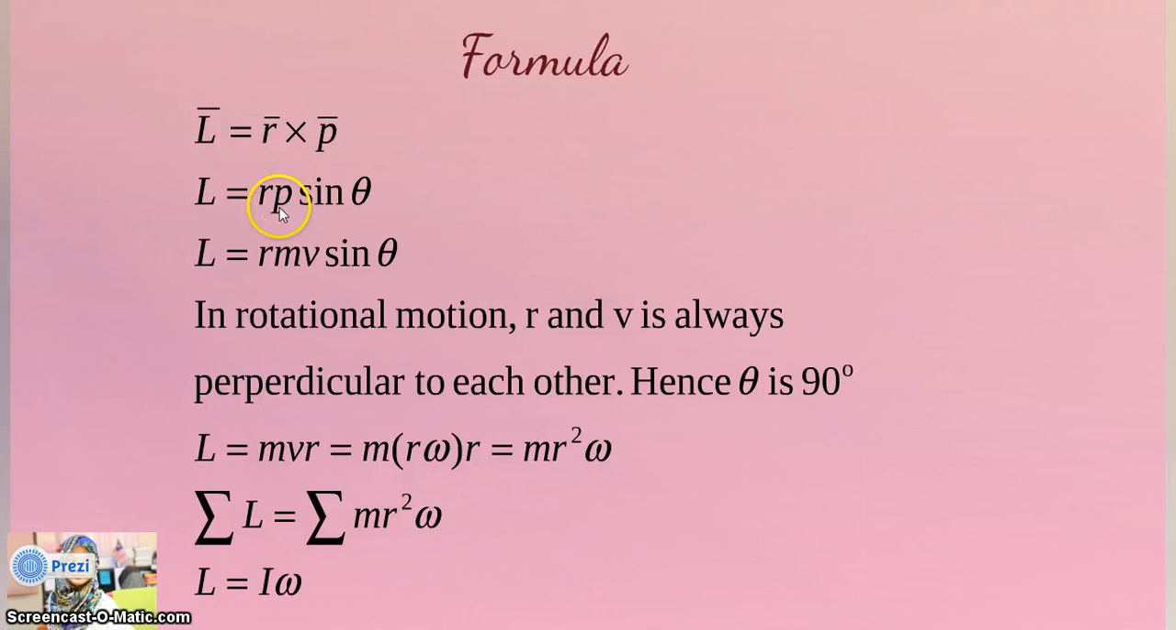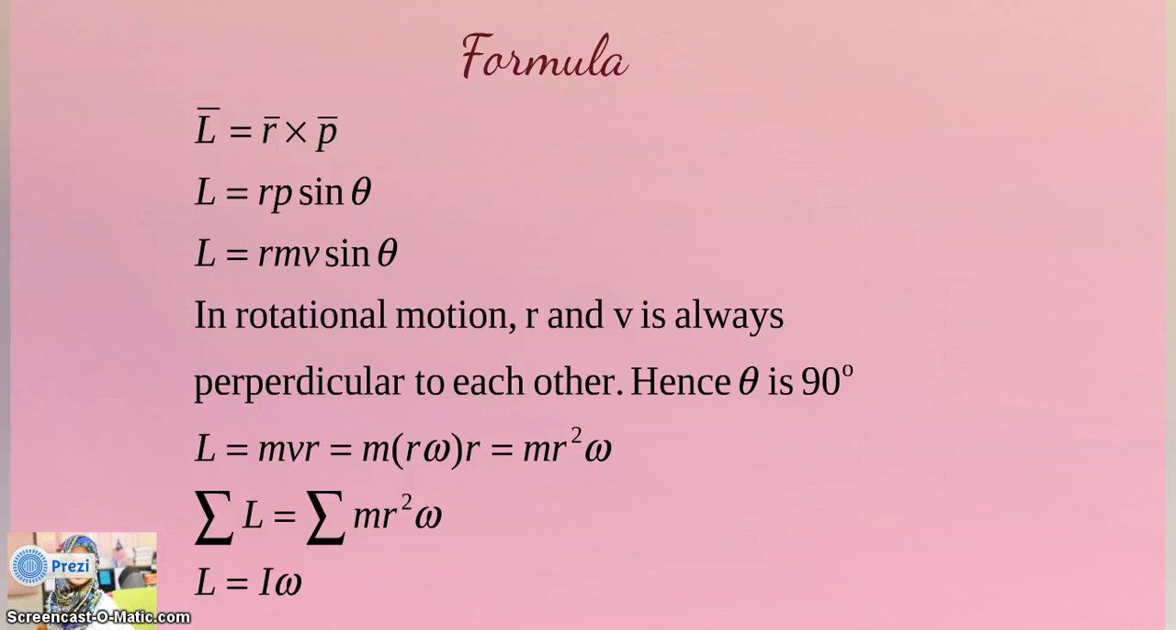P is momentum, which we know is equal to mv. So substitute p equal to mv into the equation, we get L equal to r m v sine theta. In rotational motion, r and v are always perpendicular to each other. So hence, theta is 90 degrees. So sine 90 degrees will equal 1. So L will equal mvr. Substitute v equal to r omega into the equation. We will get m r omega r and simplify to get m r squared omega.